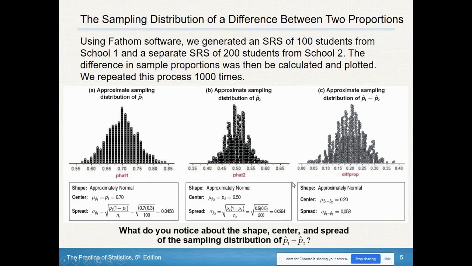Maybe yet. So what do we notice about the shape, center, and spread of these distributions? Well, let's look at the spread. This one looks like it's pretty normally distributed. You've got a single peak, bell-shaped curve, single peak, bell-shaped curve, and the difference is also a single peak, bell-shaped curve.